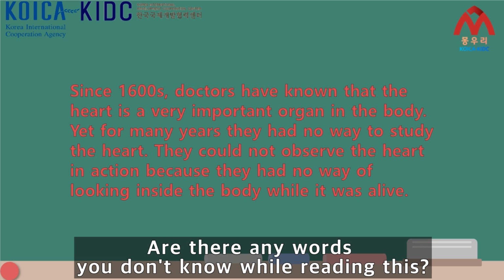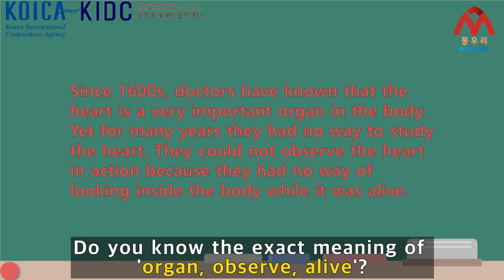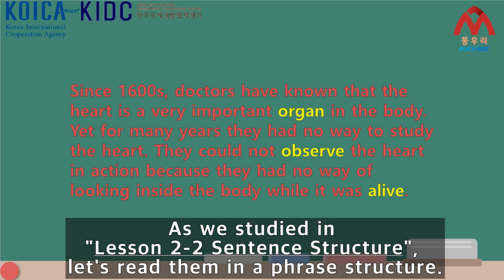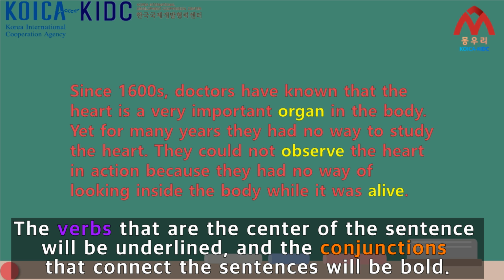Are there any words you don't know while reading this? Do you know the exact meaning of organ, observe, alive? Don't bother with those words. Try to understand the meaning of the whole paragraph. As we studied in Lesson 2 sentence structure, let's read them in a phrase structure. The verbs that are the center of the sentence will be underlined, and the conjunctions that connect the sentences will be bold.